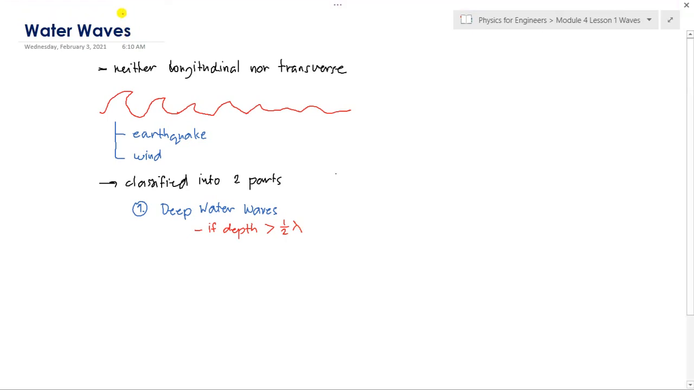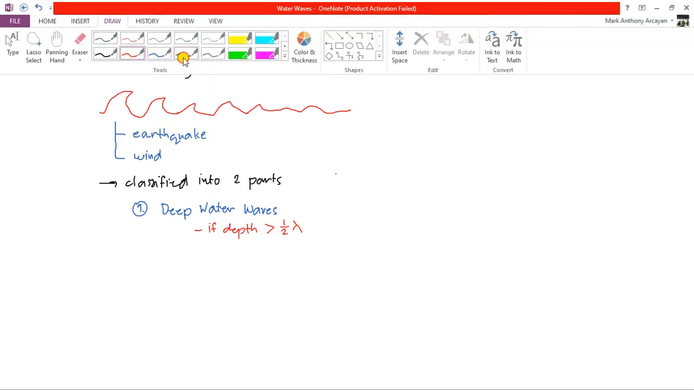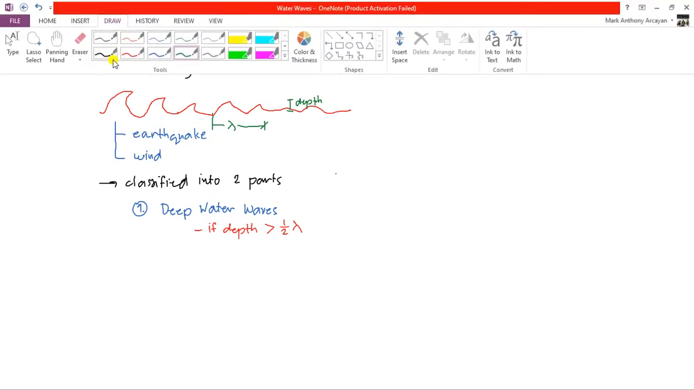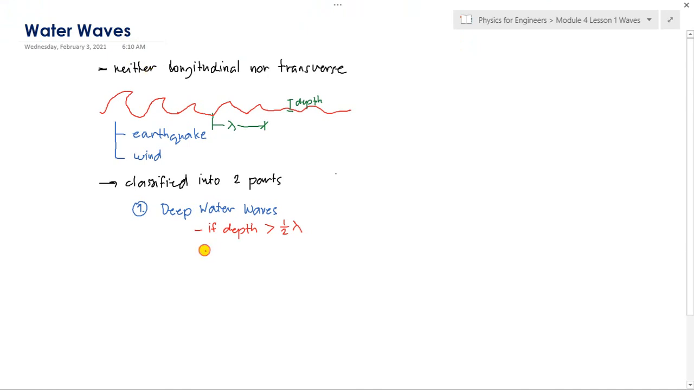Of course, our water wave still has a wavelength. Here is the crest, and this is lambda. Now, if the depth of our wave is greater than 1/2 of the wavelength, then that is a deep water wave. So here we use the basic equation of waves in order to quantify the deep water waves.